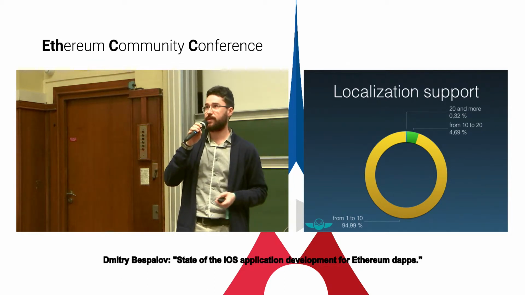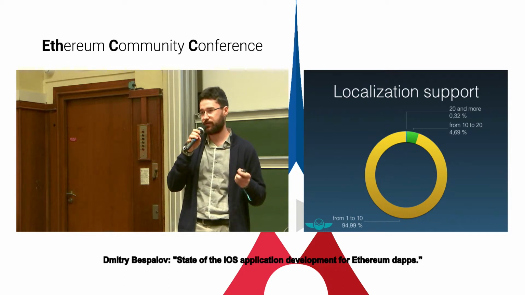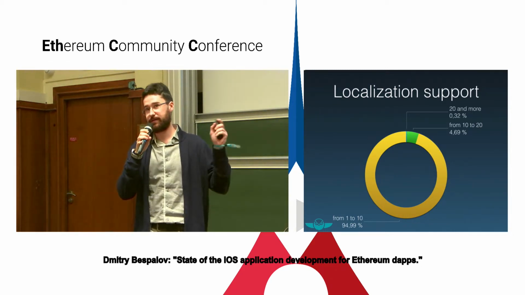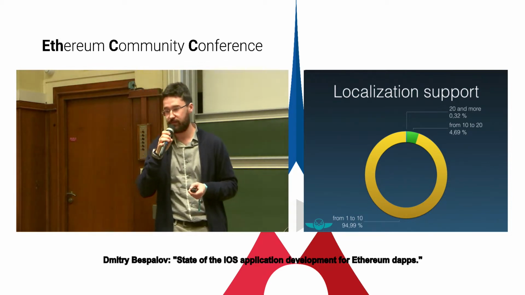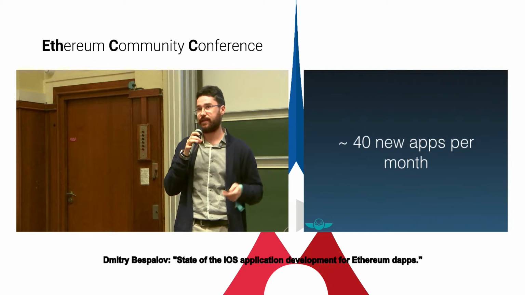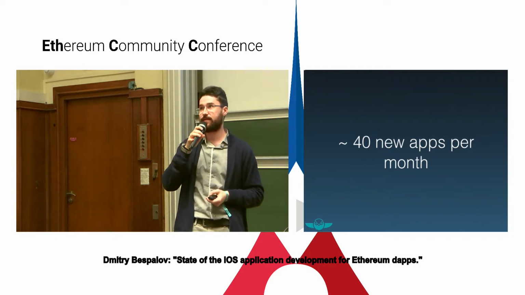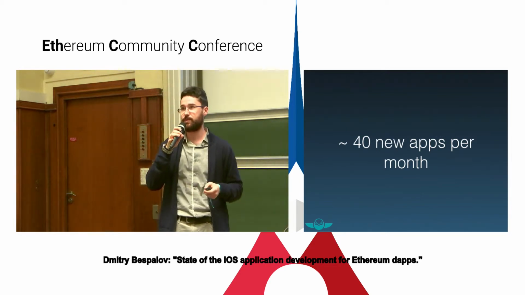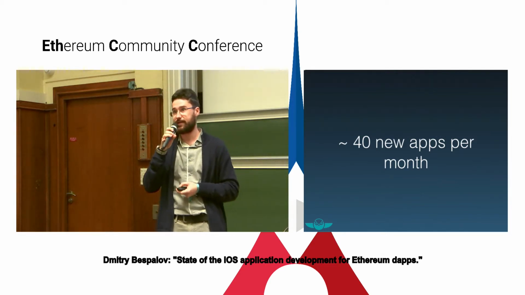95% of them support up to 10 languages, 5% or 4.7% support 10 to 20 languages, and very few of them support 20 or more languages. So with all these statistics, and if you actually look at the release and update cycles, there are approximately 40 new apps per month coming if you take a look at the last 6 months.